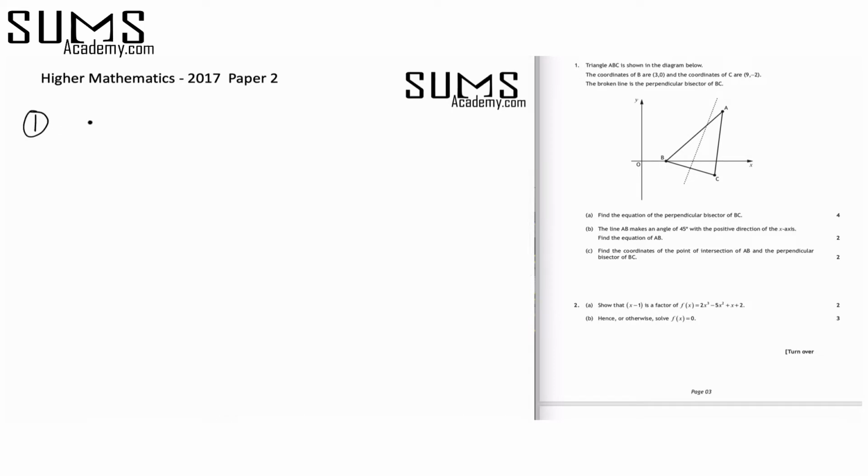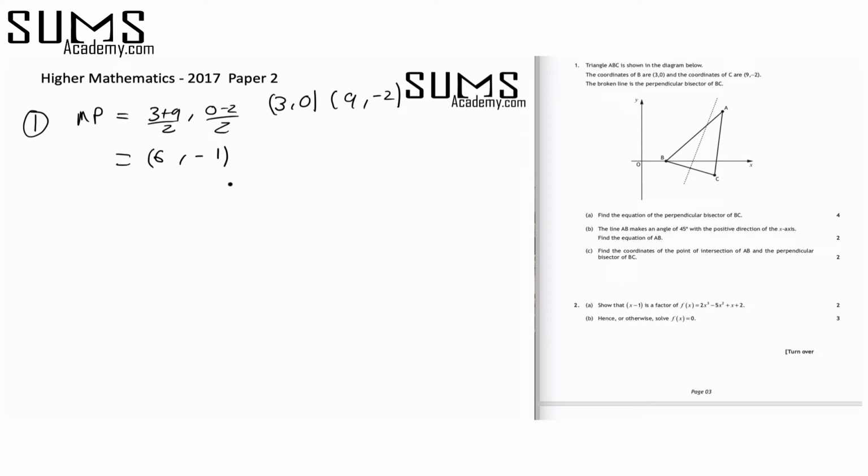Question 1. So your midpoint is going to be equal to, we write our coordinates (3, 0) and (9, -2). That's going to be (3 plus 9) over 2 and (0 minus 2) over 2. That's going to be 3 plus 9 is 12, over 2 is 6, and minus 2 over 2 is minus 1. Okay, so that's our midpoint.